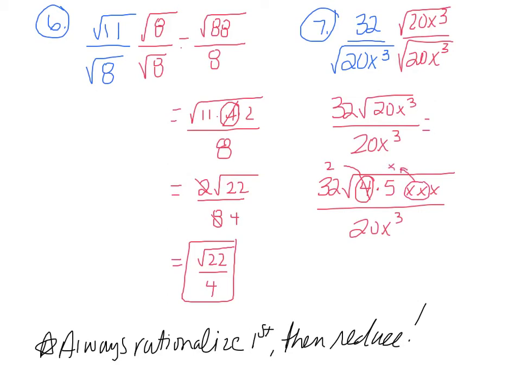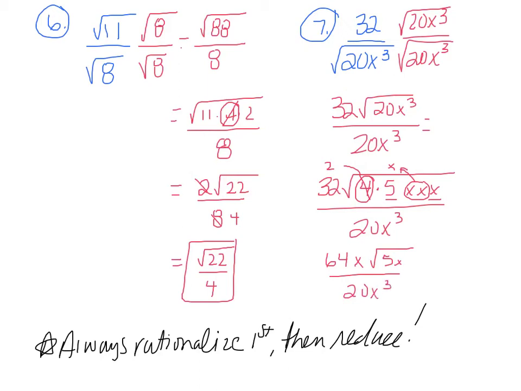And those get multiplied on the outside times the 32. So 32 times 2 is 64, and then I have the x, so 64x radical. The only thing that's left over is the 5 and the x, so 5x. And then on the bottom I have 20x cubed.